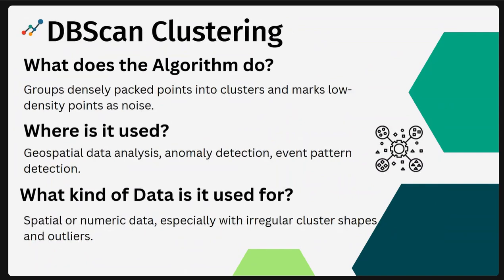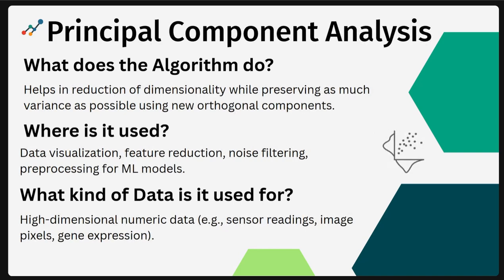DBSCAN clustering, unlike K-means, groups densely packed points into clusters while marking low density points as noise. It's particularly effective for geospatial data analysis, anomaly detection, and event pattern recognition, handling spatial or numeric data with irregular cluster shapes and outliers. Principal component analysis.